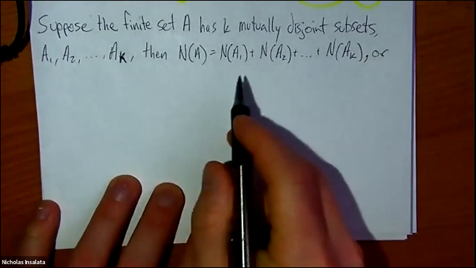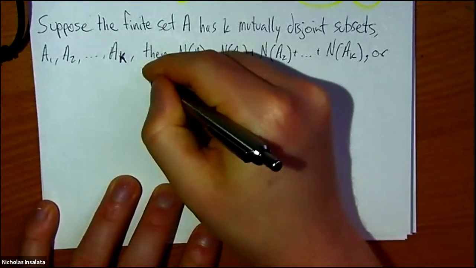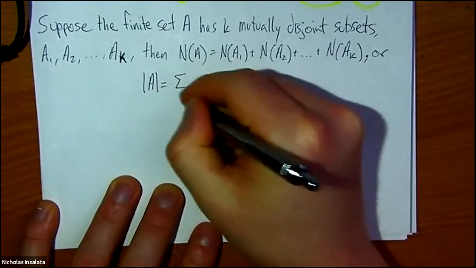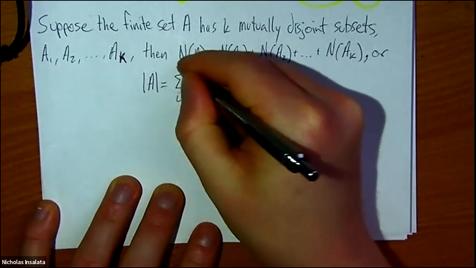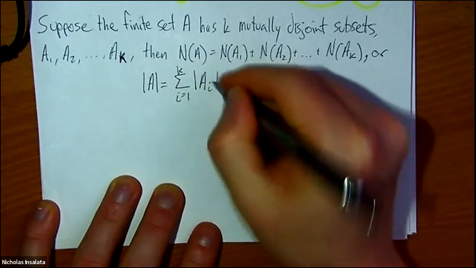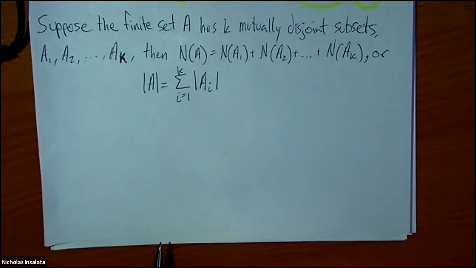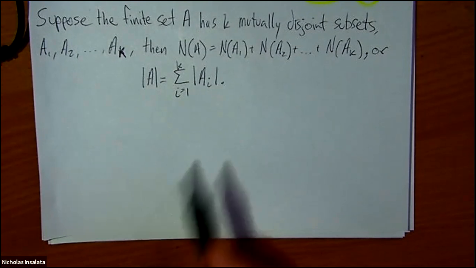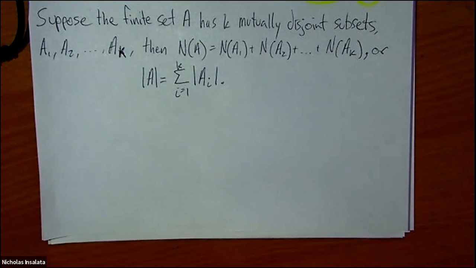So if we wanted to say this a little bit differently, we could say the size of A is the sum from I equals 1 to K of the sizes of A sub I. It says the same thing, right? Is everybody good with this notation? We went over some notation last term in my class, but maybe I'll ask if anyone else is wondering about that.